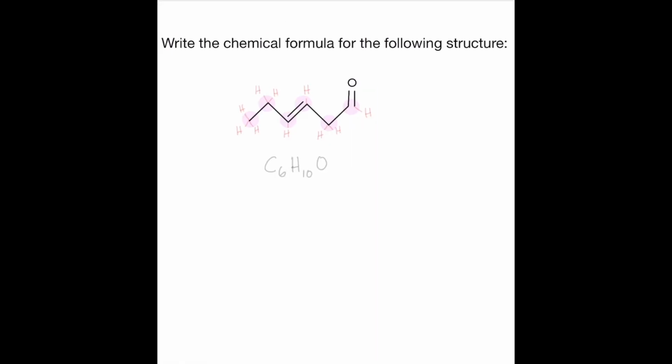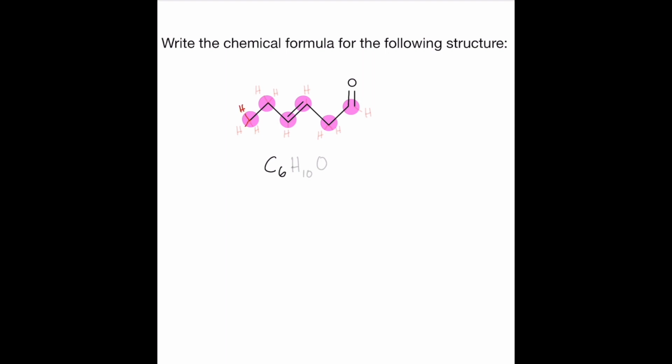Let's practice writing the chemical formula for the following structure. First, let's identify how many carbon atoms we have. On this structure, we have 1, 2, 3, 4, 5, 6, making the first part of our chemical formula C6. Now we can add in our hydrogen atoms.